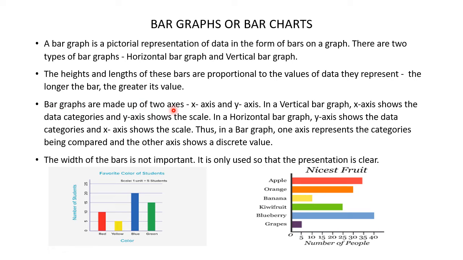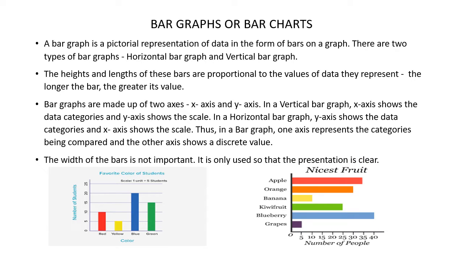Bar graphs are made up of two axes, x-axis and y-axis. In a vertical bar graph, the x-axis shows the data categories and the y-axis shows the scale. In a horizontal bar graph, the y-axis shows the data categories and the x-axis shows the scale. Thus, in a bar graph, one axis represents the categories being compared and the other axis shows the discrete value. The width of the bars is not important. It's only used so that the presentation is clear.